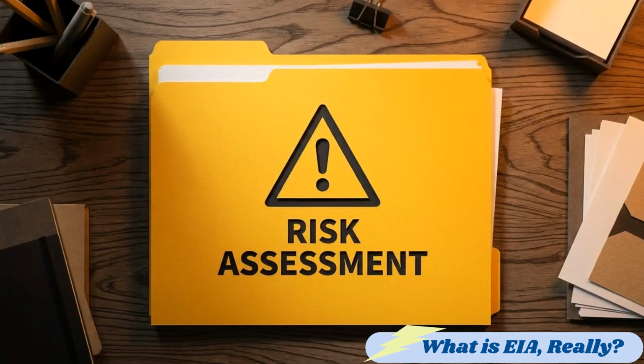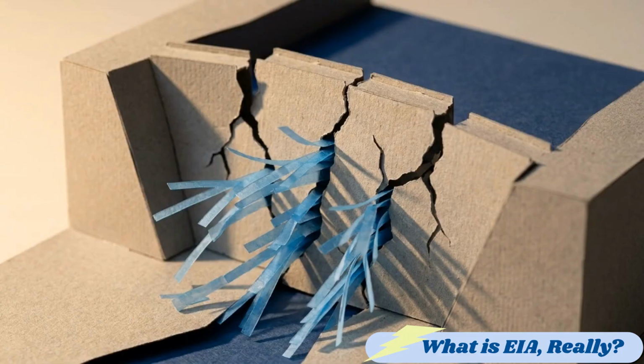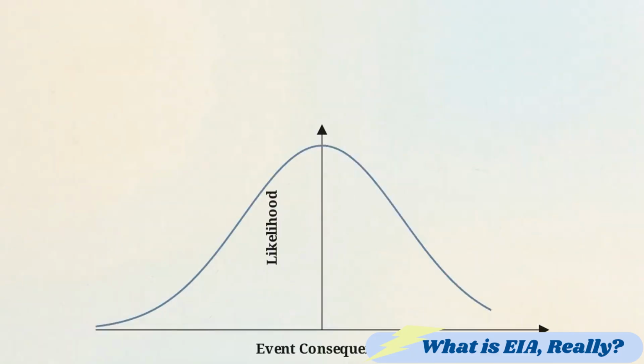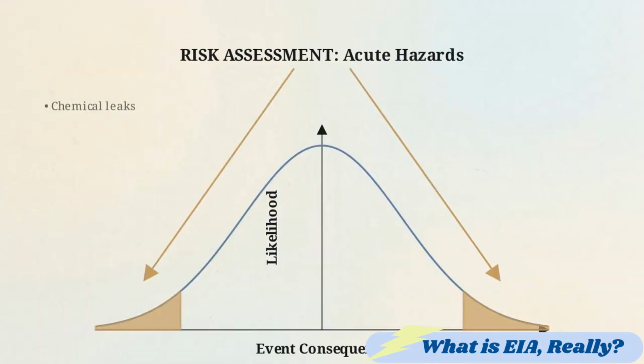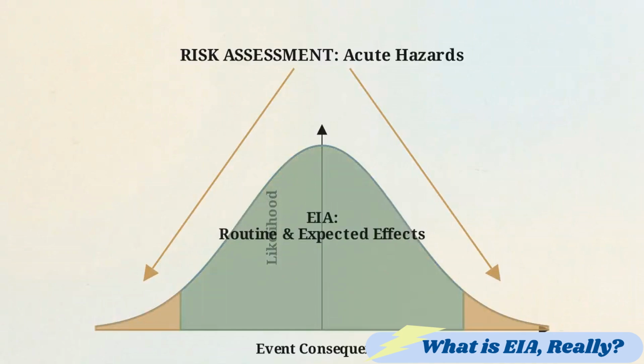The second adjacent instrument we need to isolate is risk assessment. Risk assessment zeroes in on the mathematical probability and extreme consequences of specific sudden hazards. This chart maps statistical probability. Risk assessment focuses strictly on the narrow tails of this curve: acute events like chemical leaks, major explosions, or catastrophic dam failures. While often nested inside an EIA, the EIA itself covers different variables.